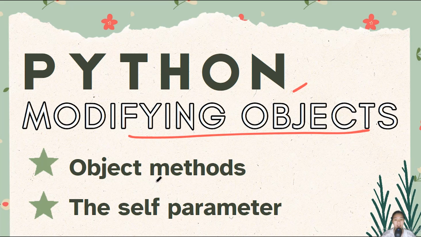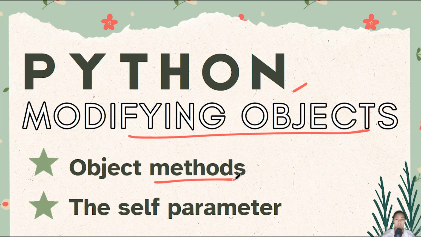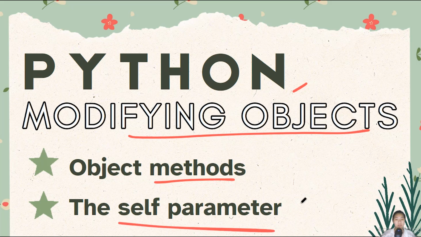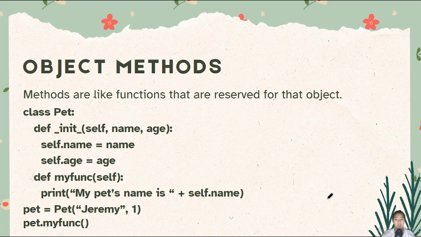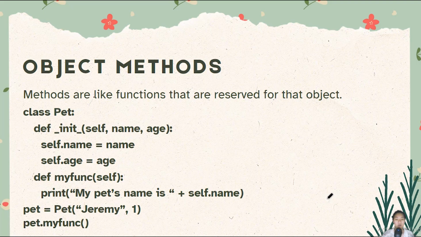We'll be looking at the object methods that are specific only to objects, and then the self parameter, which is something that we've seen before with previous lessons, but this time I actually get to explain it to you. Okay, let's move on to the first part, object methods. These methods are like functions that are only reserved for that object.